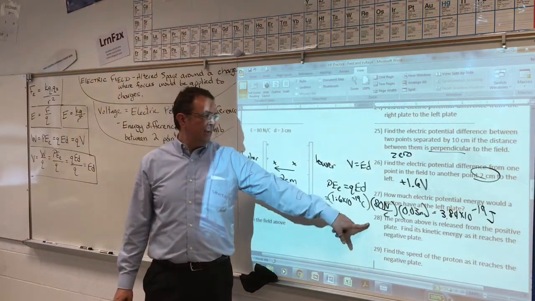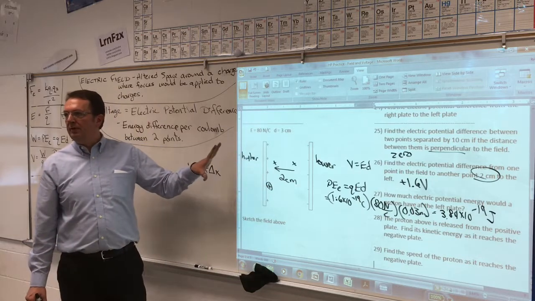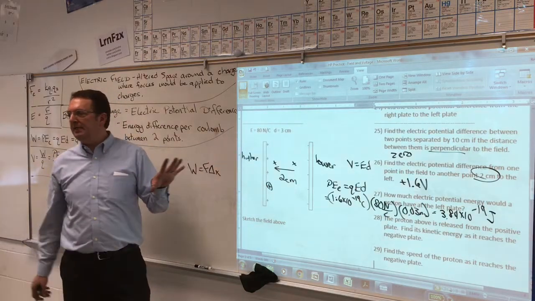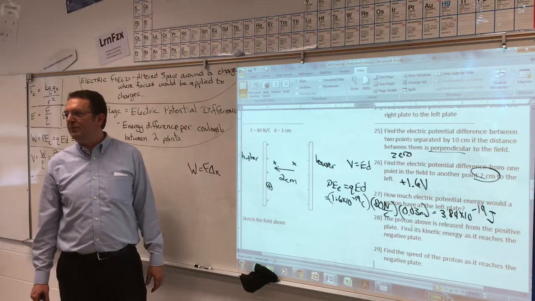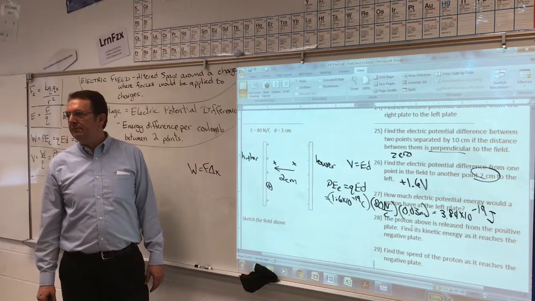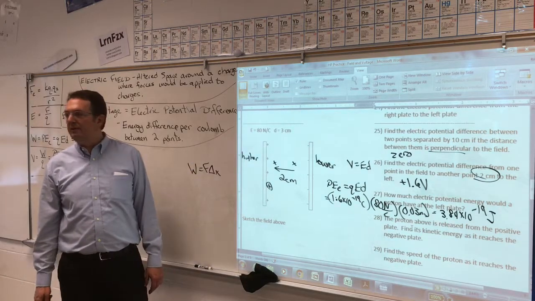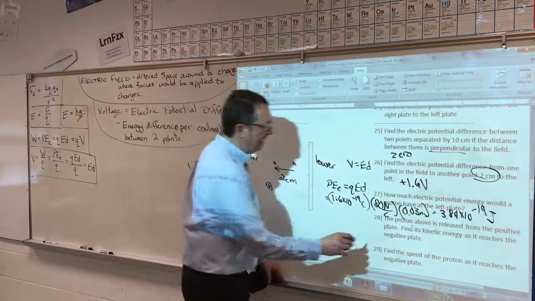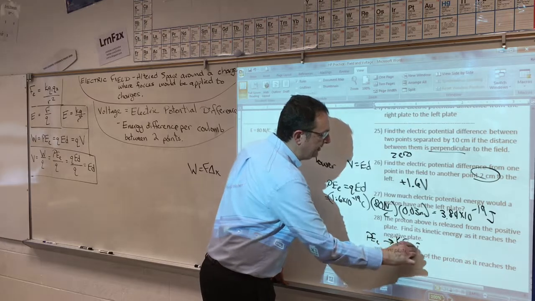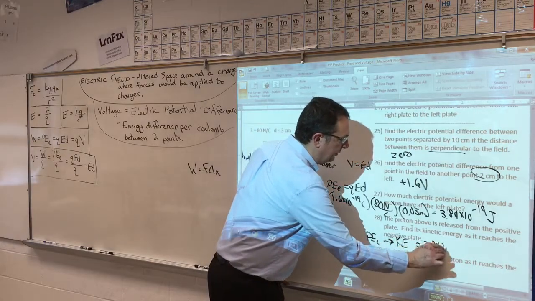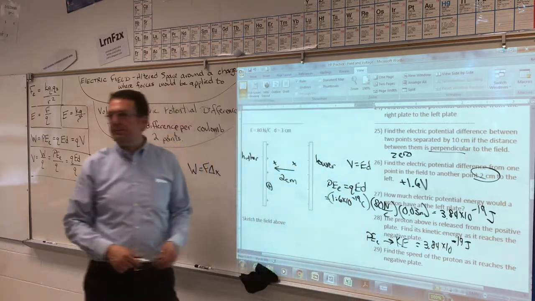Proton above is released from the positive plate, so it's positive over here. Let it go. Where does it go? Zips in that direction, picks up speed, picks up kinetic energy, and how much kinetic energy does it have just before it strikes the right-hand plate? Yes, Claire? It's the exact same number, 3.84 times 10 to the negative 19. So we have an electric potential energy to kinetic energy conversion, and that is 3.84 times 10 to the negative 19 joules. Okay.